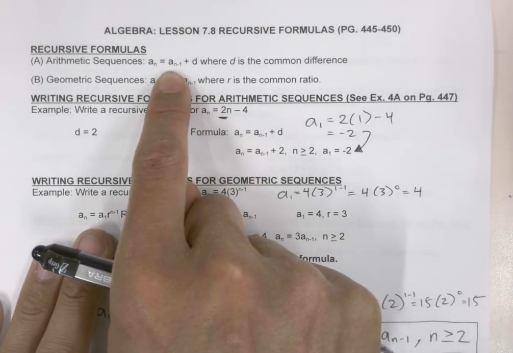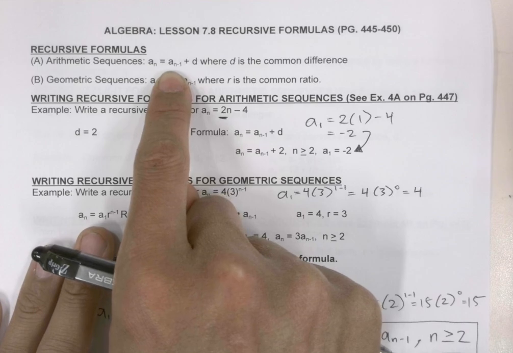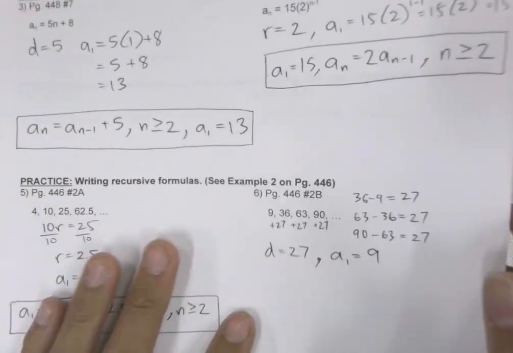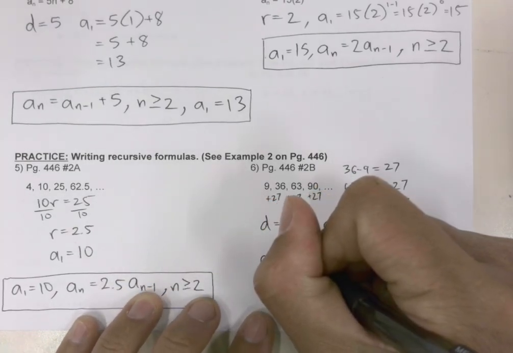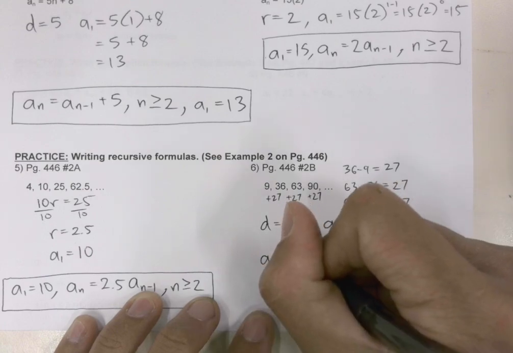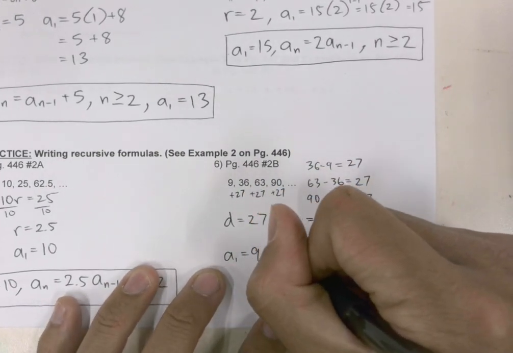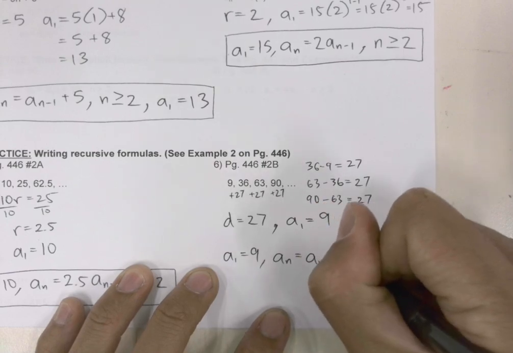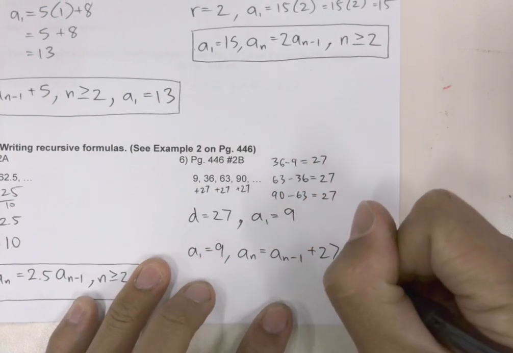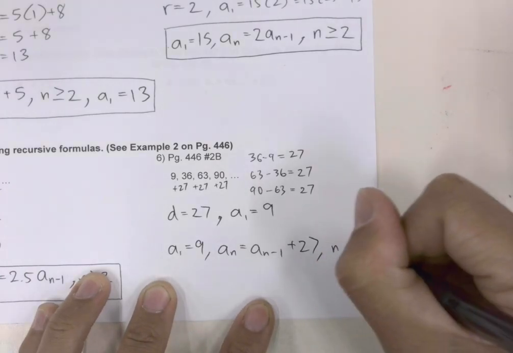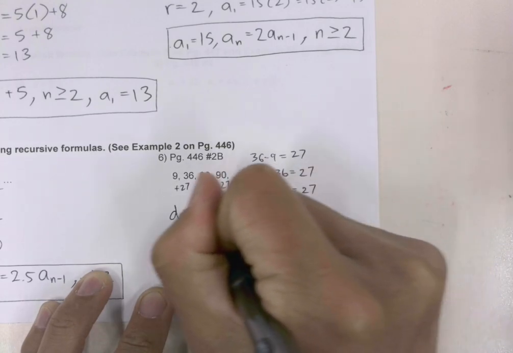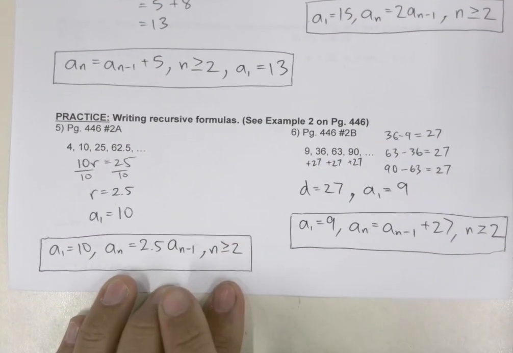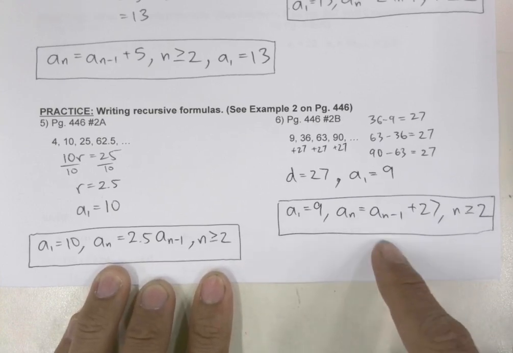Alright, so now that we're here, what do we do? Well, we're going to go ahead and substitute in here for our recursive formula, right? And d is our common difference. Okay, so let's say a sub 1 is going to equal 9, and our recursive formula is a sub n is equal to a sub n minus 1 plus 27, where n is greater than or equal to 2. And we are done, and then we'll put a box around it. So this is how you do it for geometric sequences, and this is how you do it for arithmetic sequences.